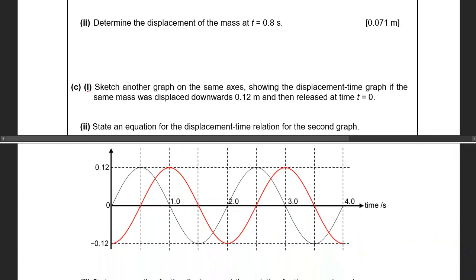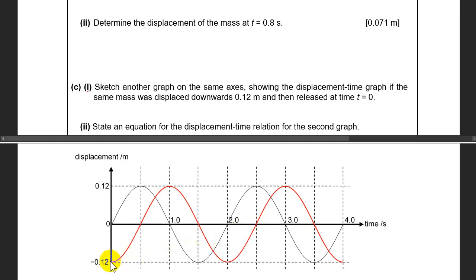It starts at negative 0.12, then goes up. So it's bottom, center, top, center, bottom, center, top. And the period is still the same, 2 seconds. The period here is from here to here. Amplitude remains the same. Everything else remains the same except the starting point.